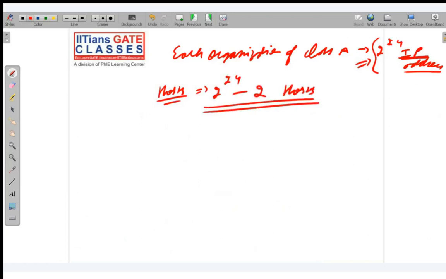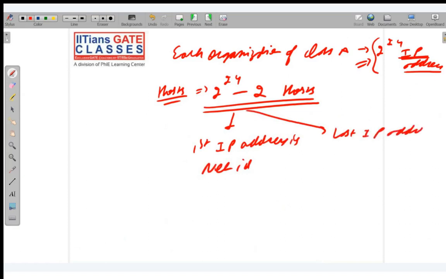Okay. So directly or indirectly, what does this mean? 2 IP addresses we have wasted. So where have we wasted them? I think you already know. The first IP address is the net ID. And the last IP address of the block is the direct broadcast address. I will tell you about it, don't worry.